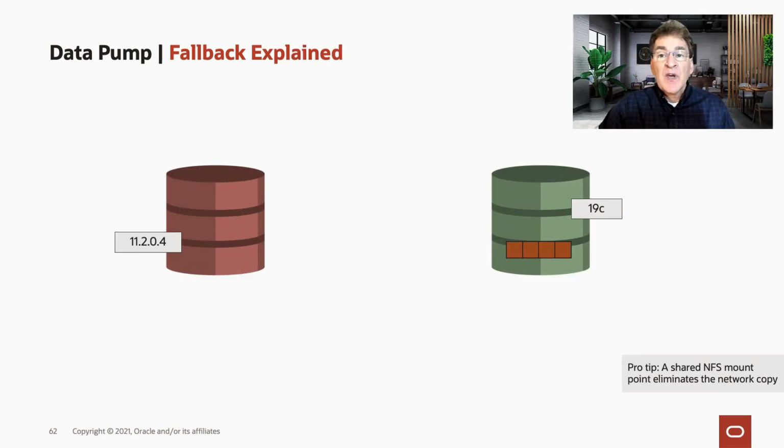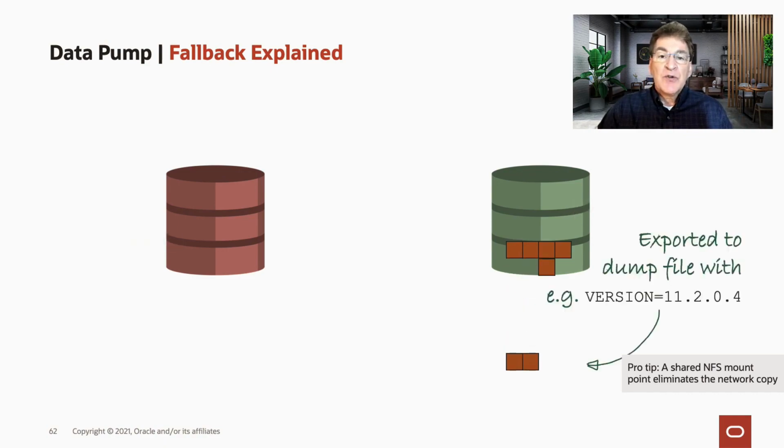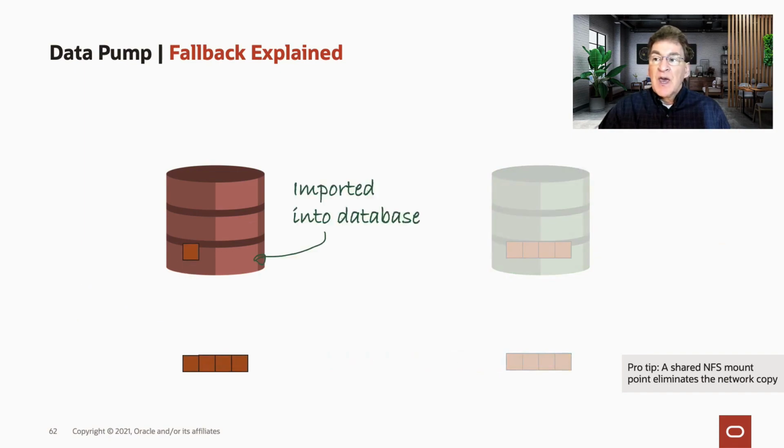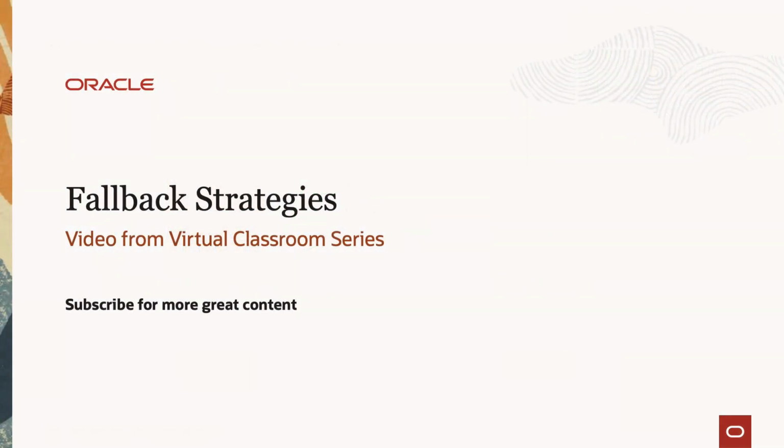So to review, you can export from 19C with the version equals parameter and fall back as low as 11204. Data Pump will export from the 19C database into the 11204 dump file, and then you can import that dump file into your 11204 database, and everything should be good because it's really an 11204 dump file that Data Pump created.